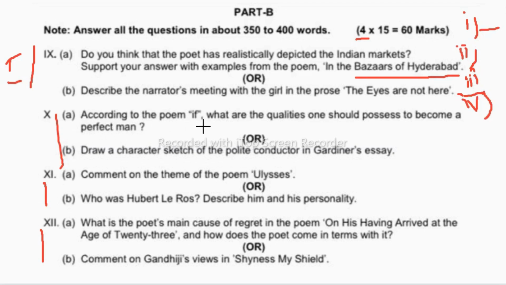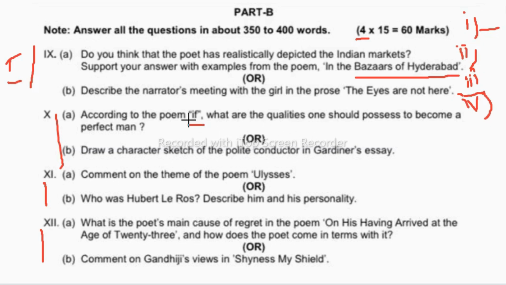Next one, according to the poem If, what are the qualities one should possess to become a perfect man? If is a poem where a father has given a bundle of suggestions to his son to become a successful man. So first you have to write about the author, then you have to write about the lesson. There a father has given a bundle of suggestions to his son to become a successful man. After that you have to write the summary.